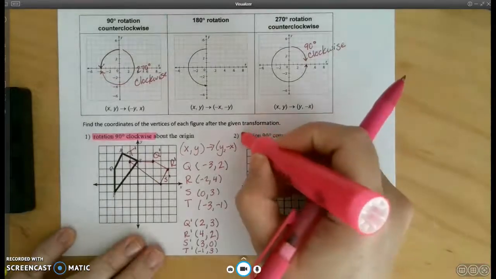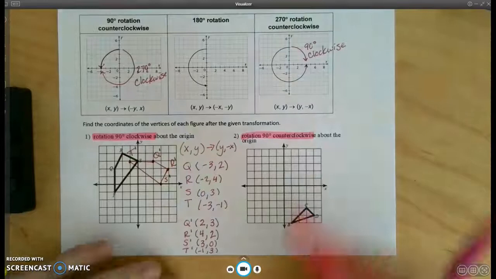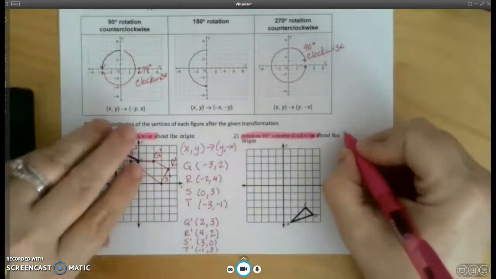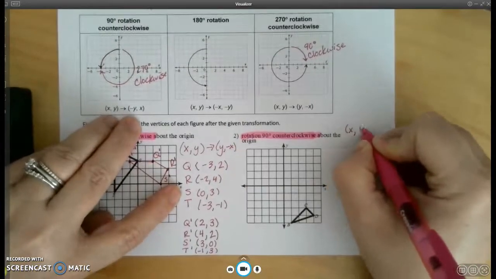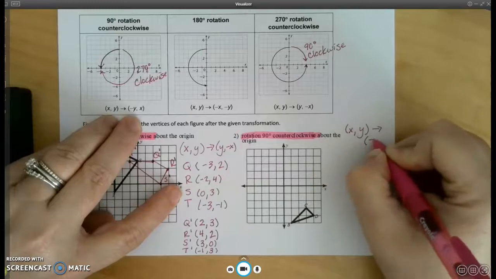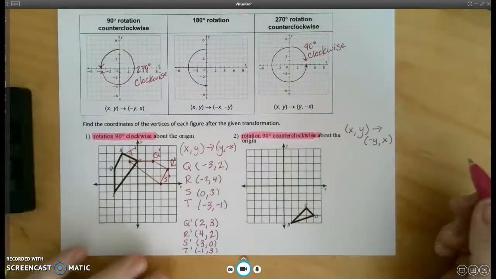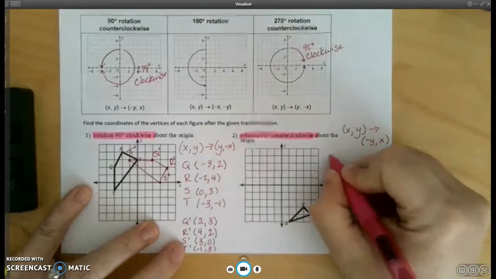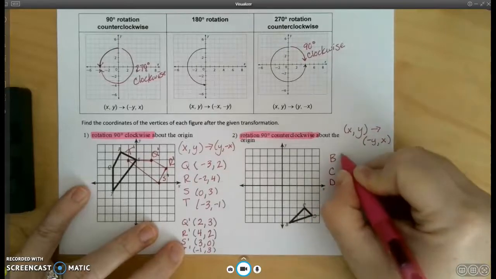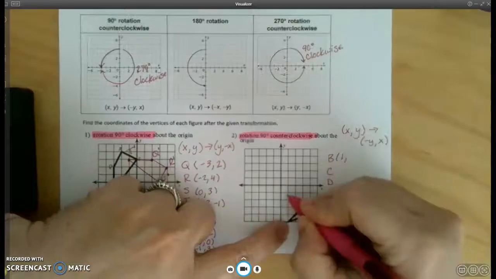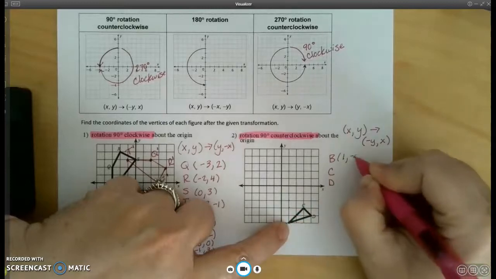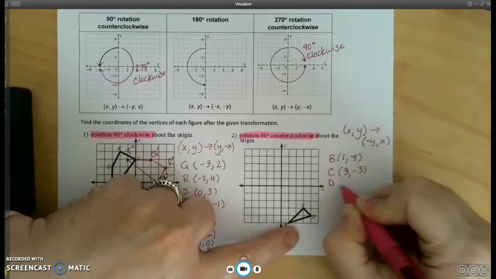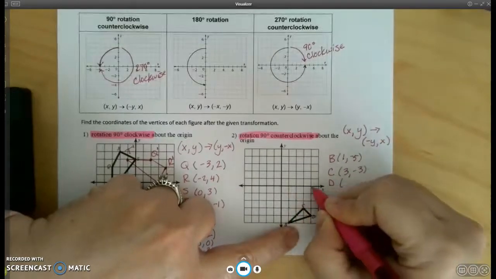So let's do a rotation 90 degrees counterclockwise. So that means (x, y) becomes (-y, x). Okay? So, again, I like writing the original ones first. B, C, D. B is the point (1, -5). C is the point (3, -3). And D is the point (1, -4).